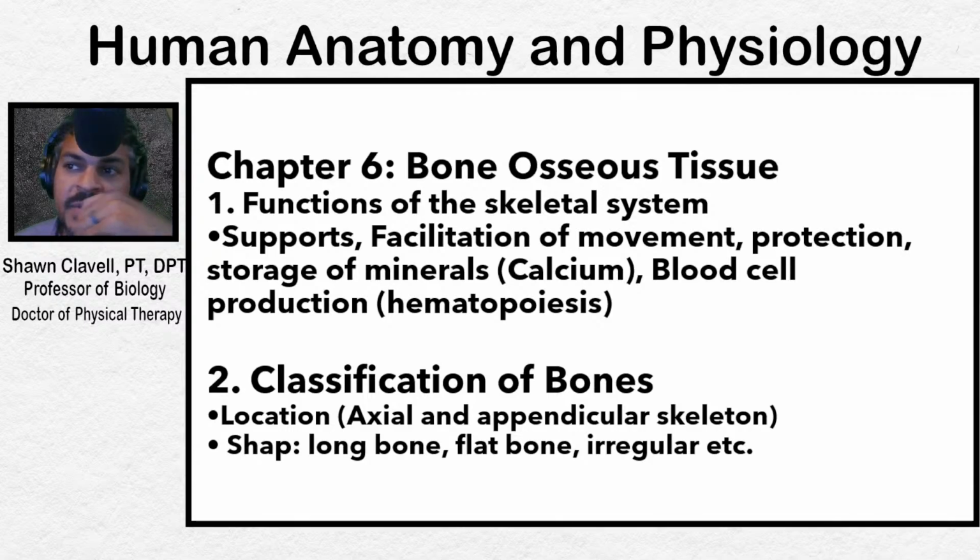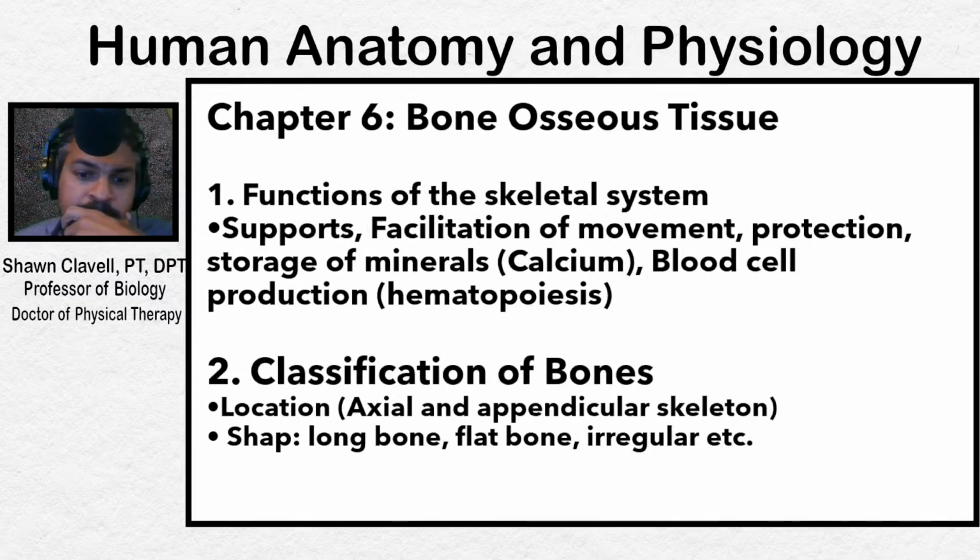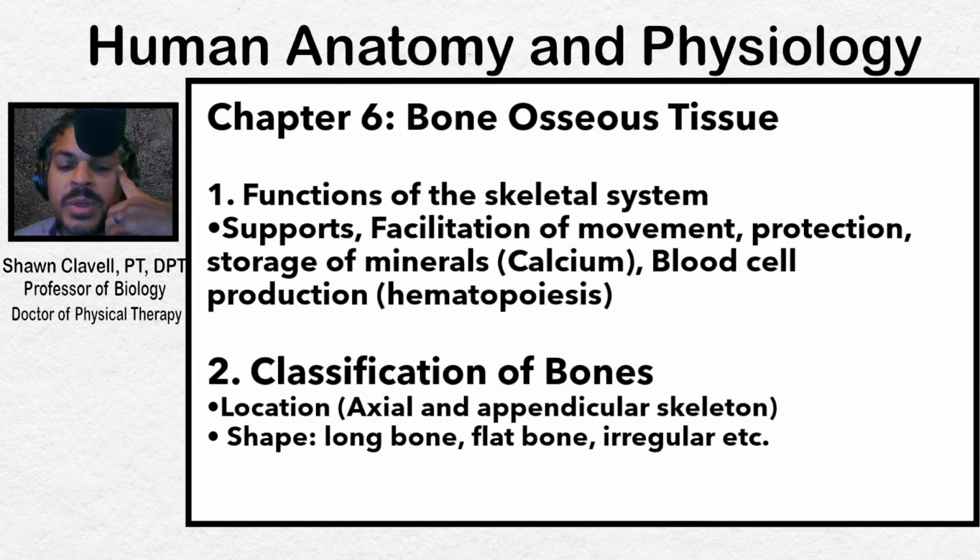There is the classification of bones. We classify bones based on their location and their shape. And so there can be long bones, there can be flat bones, there can be irregular bones, and what's the one I'm not thinking about? Sesamoid bones is another one as well. So looking at those classifications of the bones.